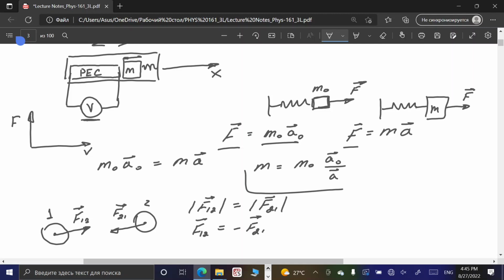Also, the third law of motion tells us that if we have some action from body 1 on body 2, there is a reaction from body 2 on body 1 equal in magnitude but opposite in direction. We also discussed some examples of the application of the second and third laws of motion on the example of an inclined plane. So with this, thank you very much for your attention.